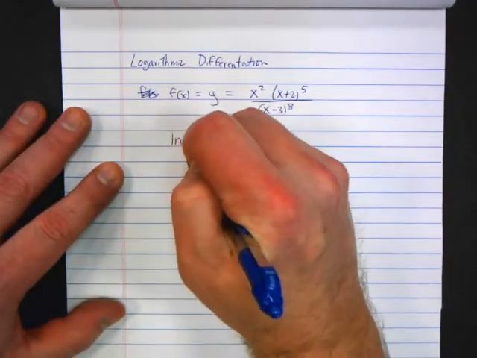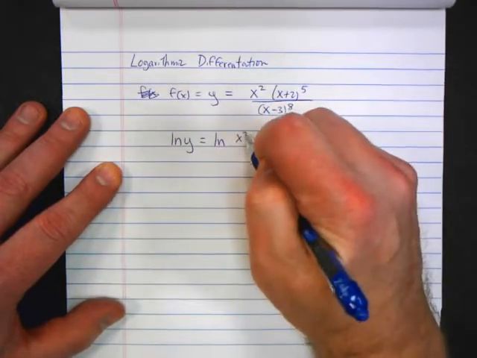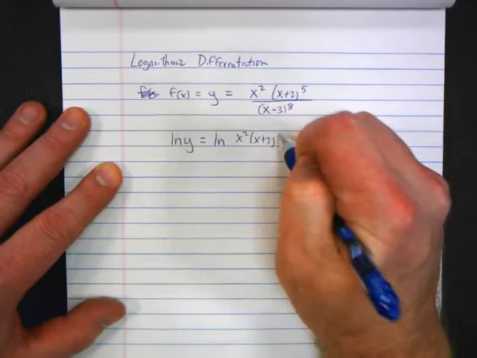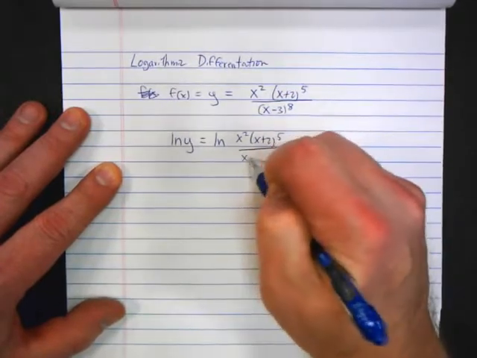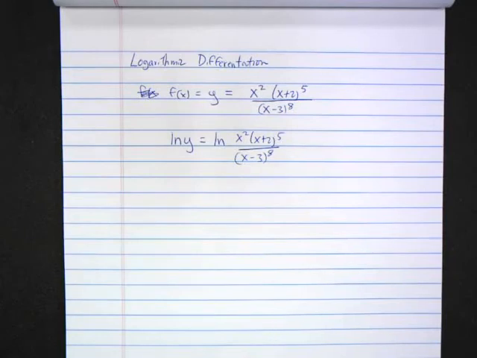So I'm going to write ln y equals ln of x squared times (x plus 2) to the 5th over (x minus 3) to the 8th. Why can I do that? Why can I put ln on both sides? You can do almost anything as long as you do it to both sides.